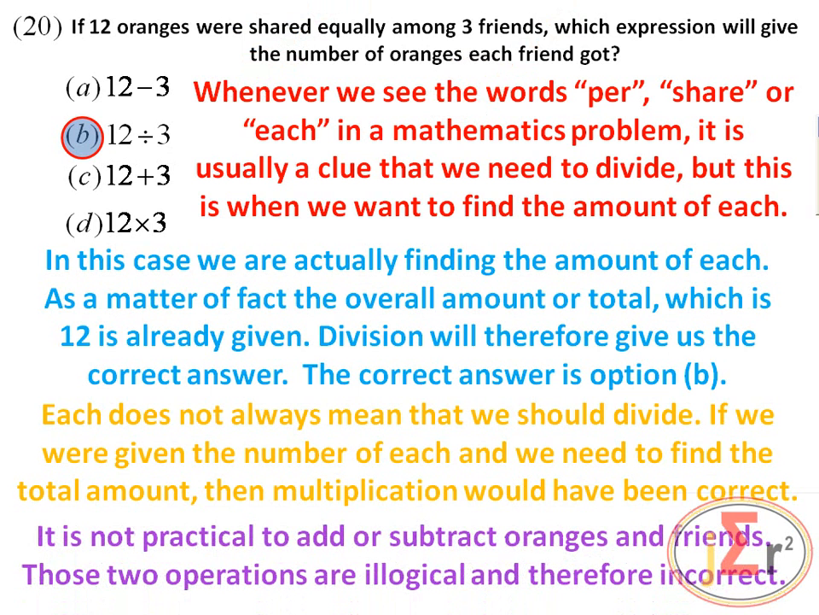It is not practical to add or subtract oranges and friends. Those two operations are illogical and therefore incorrect. So we are talking about 3 friends and 12 oranges. We cannot add or subtract oranges and friends. Therefore, the options that contain addition and subtraction, those are illogically incorrect.